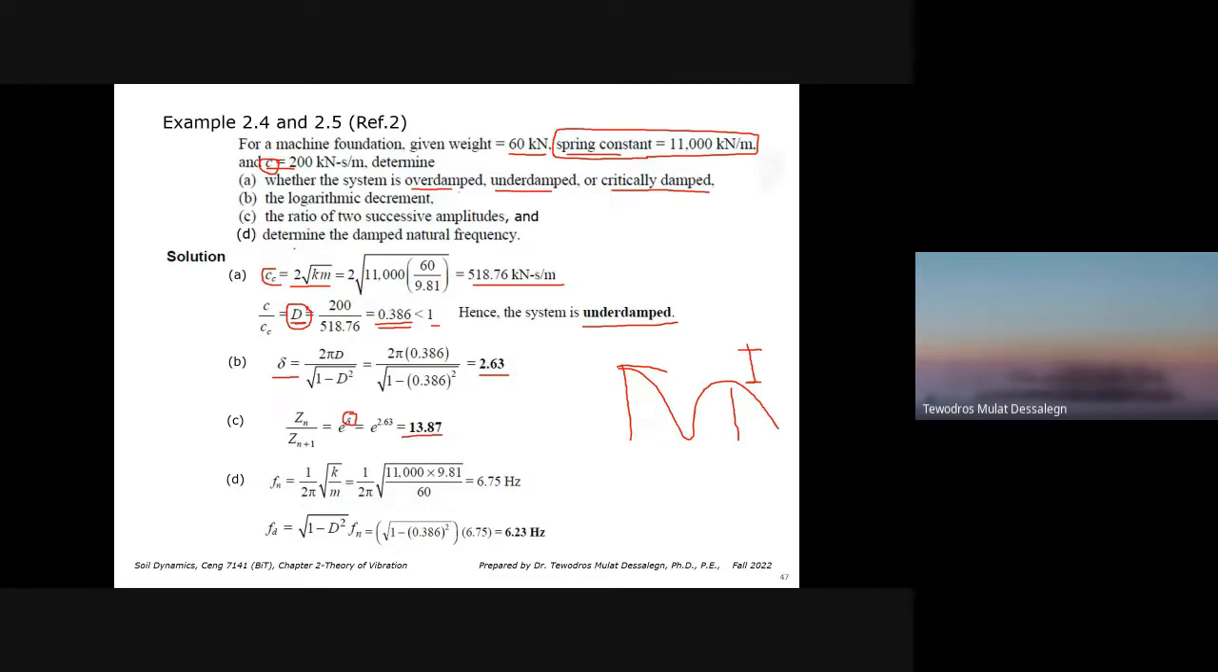And finally, determine the damped natural frequency. The undamped natural frequency you can calculate as 1 over 2 pi square root of km. The damped one is reduced by square root of 1 minus d square. We just talked about it. So you can compare the damped natural frequency versus the undamped natural frequency. Damping is reducing the frequency a little bit, not significantly. It just shifted from 6.75 to 6.23. But you can see the impact of damping.